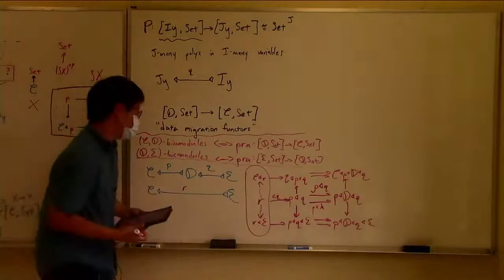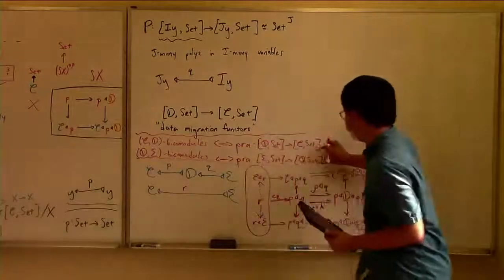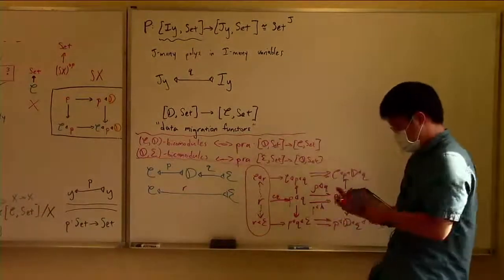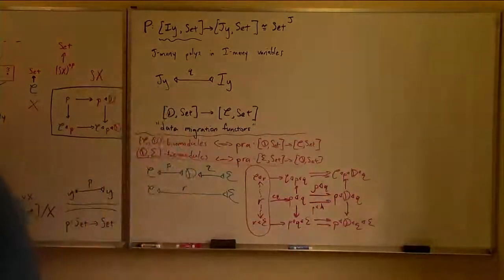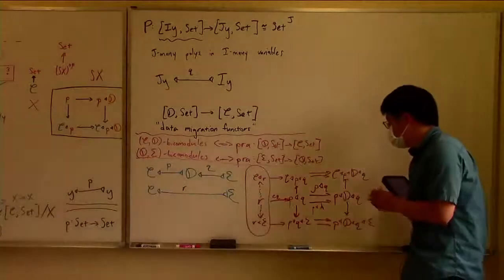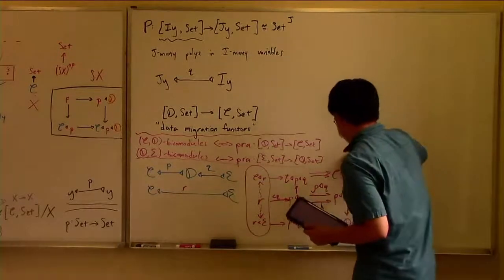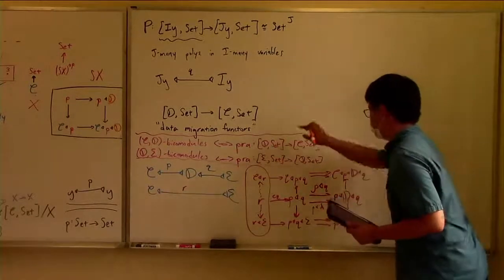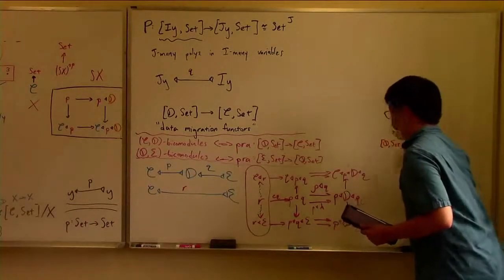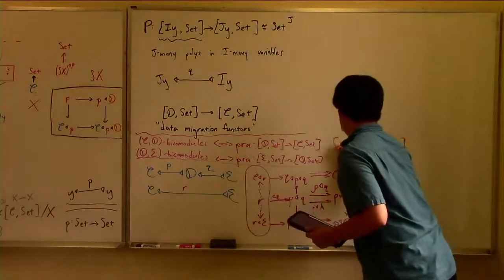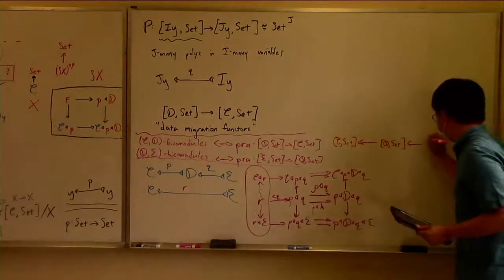And so we're going to simplify this to the case where this second thing we're composing by is just going to be a single D set. So instead of composing a functor from D set to C set with some functor from E set to D set, we're just going to pick one D set.